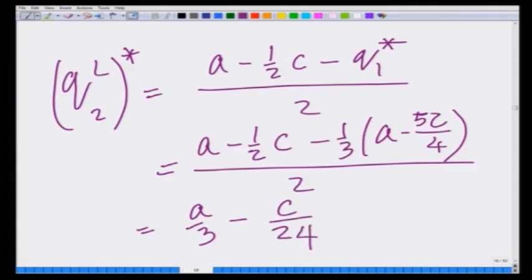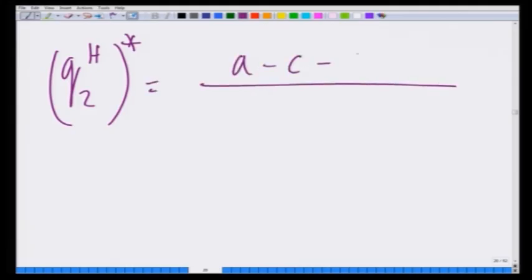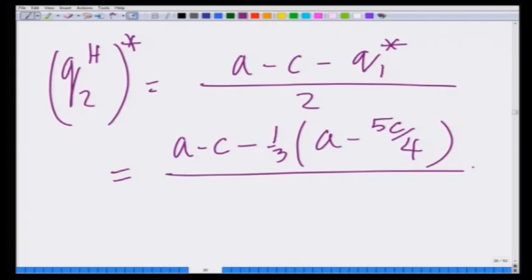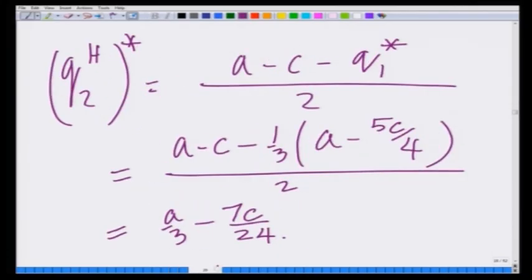That is Q2 L star, the Nash equilibrium quantity of firm 2 of type low. Similarly, Q2 H star, once again substituting Q1 star, is (A minus C minus Q1 star) divided by 2, which is (A minus C minus 1/3 (A minus 5C by 4)) divided by 2, which equals A by 3 minus 7C by 24. Therefore, we have derived the expressions for Q1 star, Q2 L star and Q2 H star.